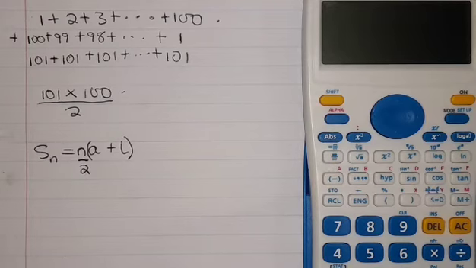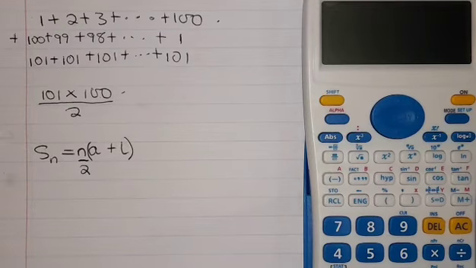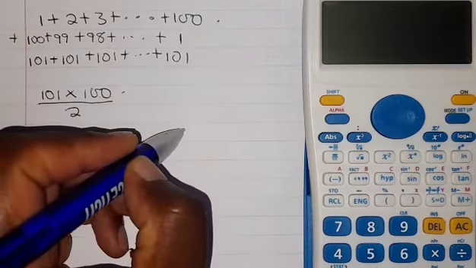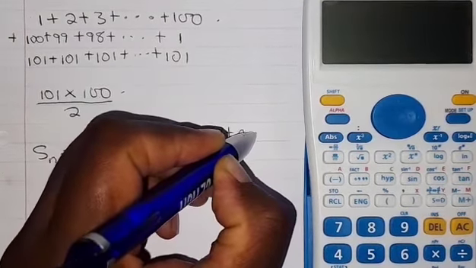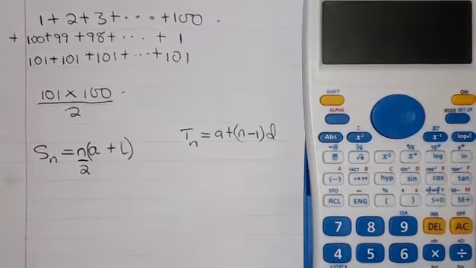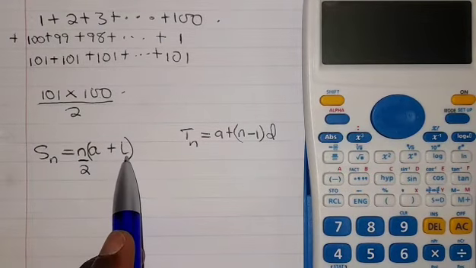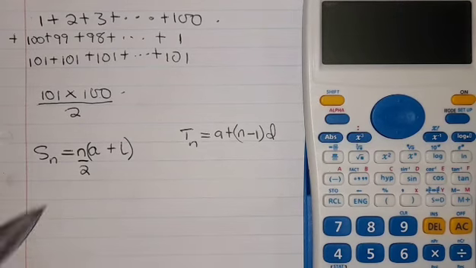But this formula, you can only use it if you know the last term. Sometimes you are given problems where there is no last term, but you are told add the first 50 terms or add the first 30 terms of this arithmetic series. If that is the case, let's go back to where we started from. We said Tn is equal to a plus n minus 1 d. This is the general term. So you replace the last term by the general term.